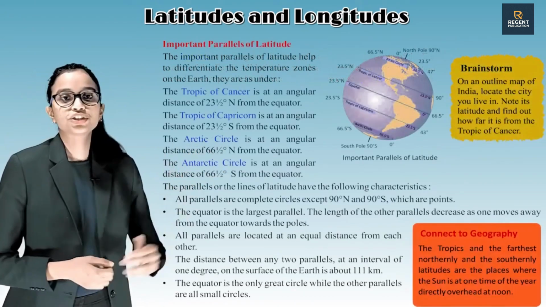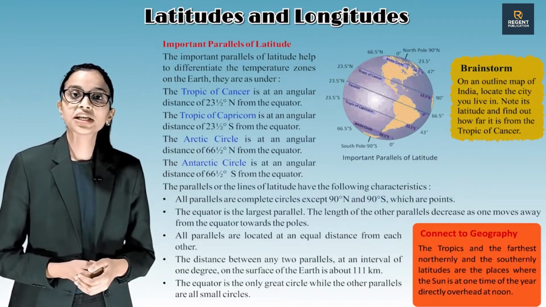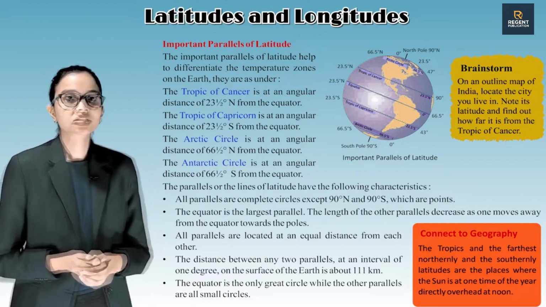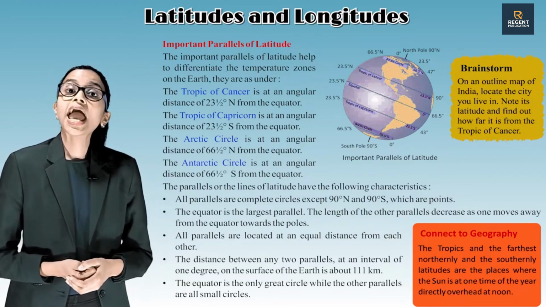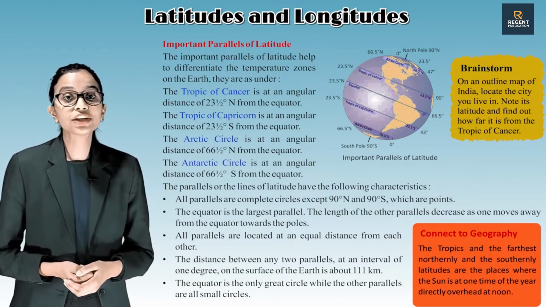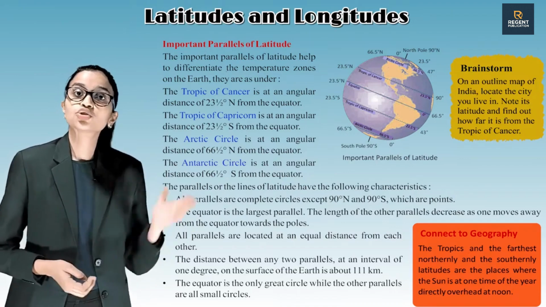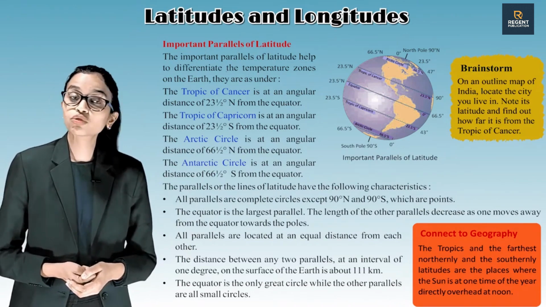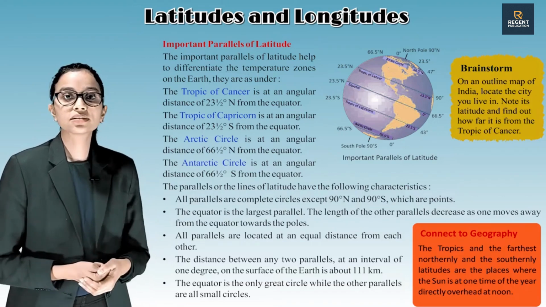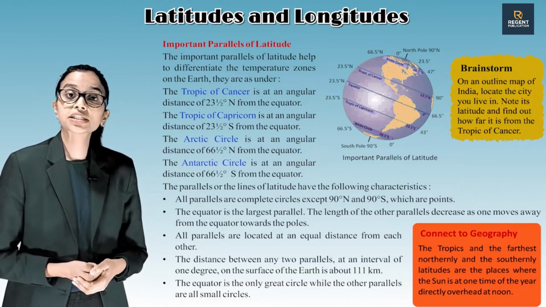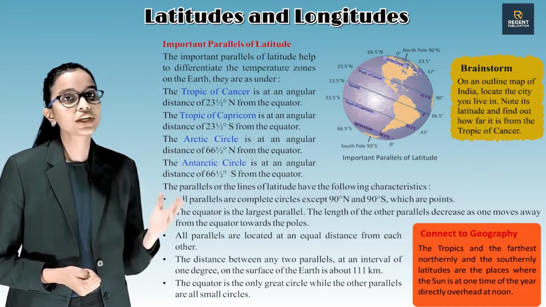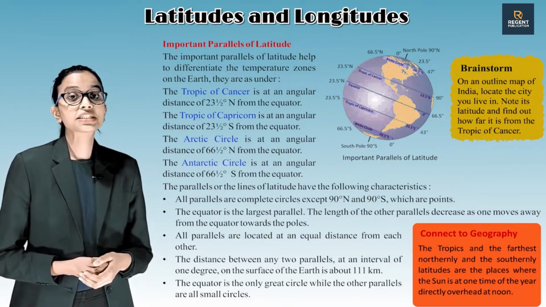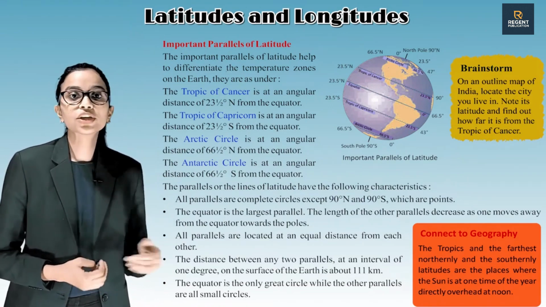Important parallels of latitude. The important parallels of latitude help to differentiate the temperature zones on the earth. They are as under. The Tropic of Cancer is at an angular distance of 23.5 degrees north from the equator. The Tropic of Capricorn is at 23.5 degrees south. The Arctic Circle is at 66.5 degrees north. The Antarctic Circle is at 66.5 degrees south from the equator.